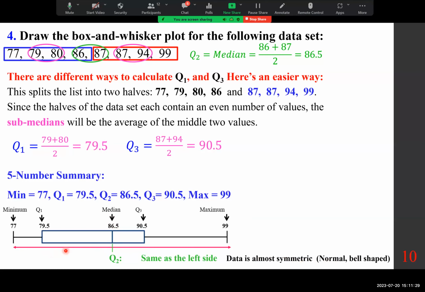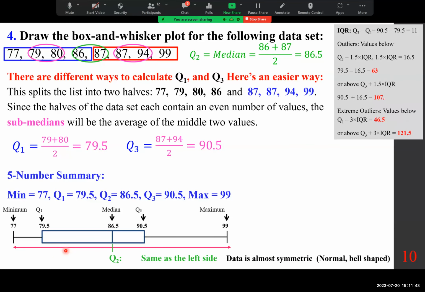Now, we are done with this question, but I wanted to add a couple of things in case. First and foremost, again, the question is completely answered. If we were to find outliers, first we would have Q sub 3 minus Q sub 1. 90.5 minus 79.5 is 11. And for Q sub 1 minus 1.5 times IQR, we need to find this. So 1.5 times 11 is 16.5.